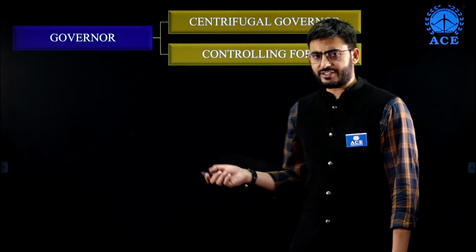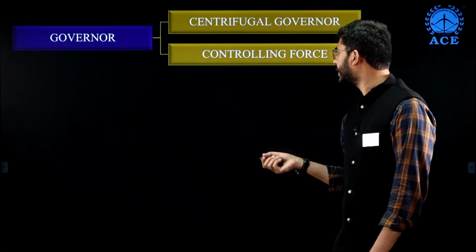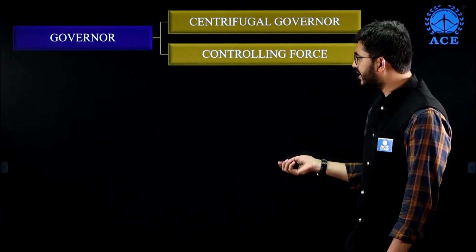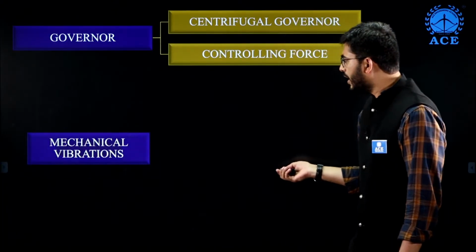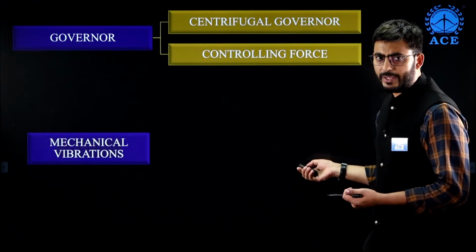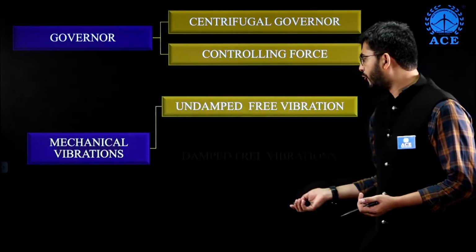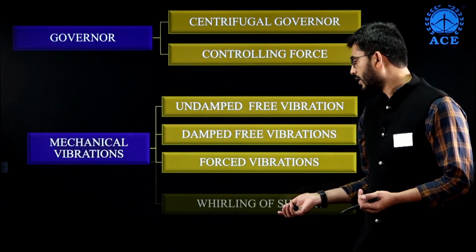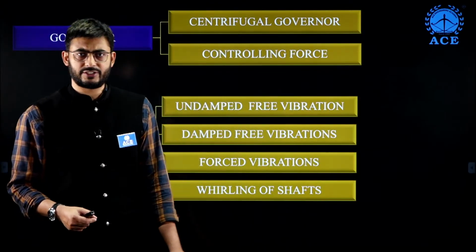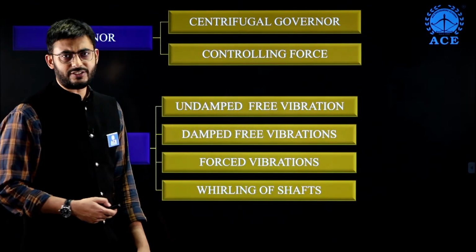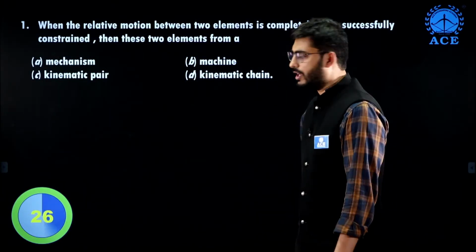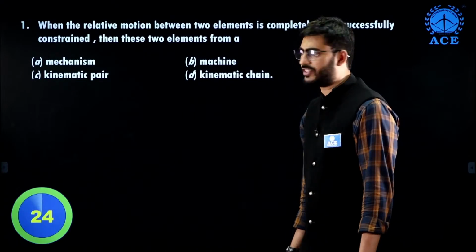Next we are going to talk about stability analysis, or we have already seen controlling force and stability analysis in the governors. Next we have mechanical vibrations. Under mechanical vibrations we have free undamped vibration, free damped vibration, forced vibrations and whirling of shafts. So these are the topics we have in theory of machines and vibrations, and let us get started with the questions. Here is the first question, and we will try to solve it in a time duration of 30 seconds.